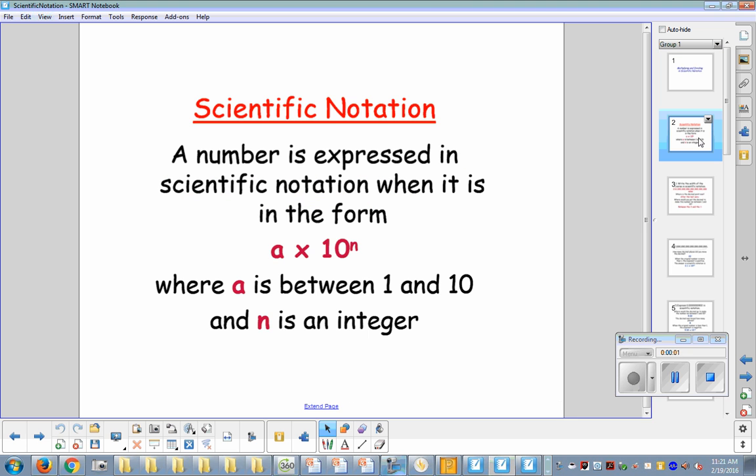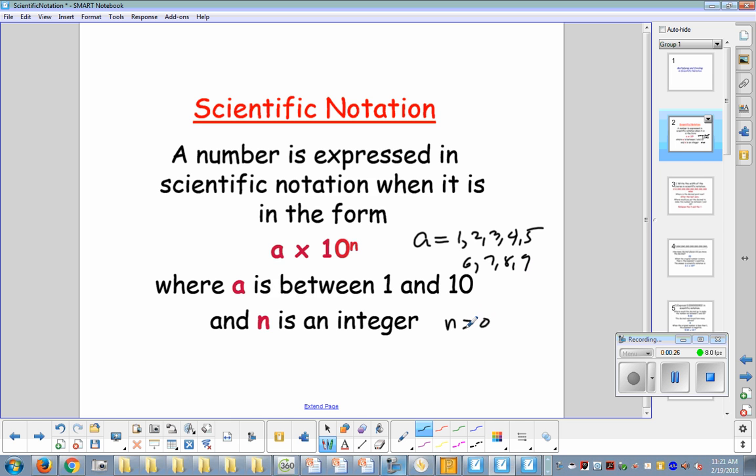Scientific notation is of the form a times 10 raised to n, where your a is between 1 and 10, meaning your a can be equal to 1, 2, 3, 4, 5, 6, 7, 8, 9. That's the only allowed value for your a, from 1 to 9. And n is an integer. N can be positive, n can be negative.